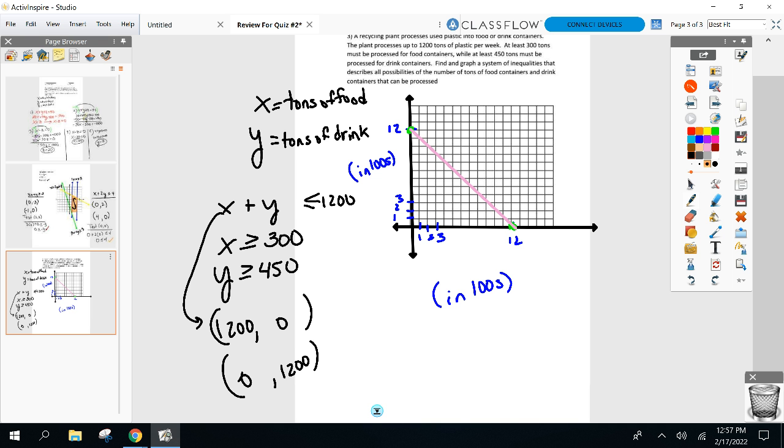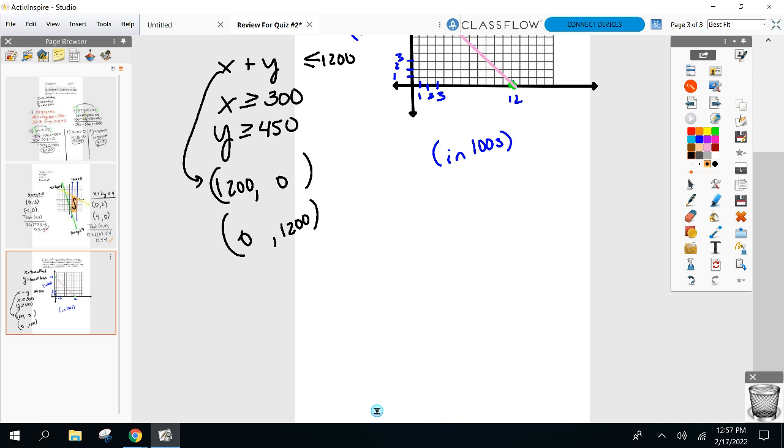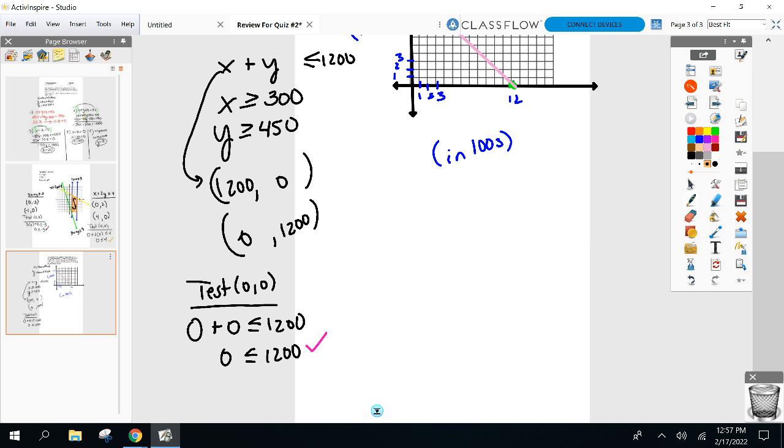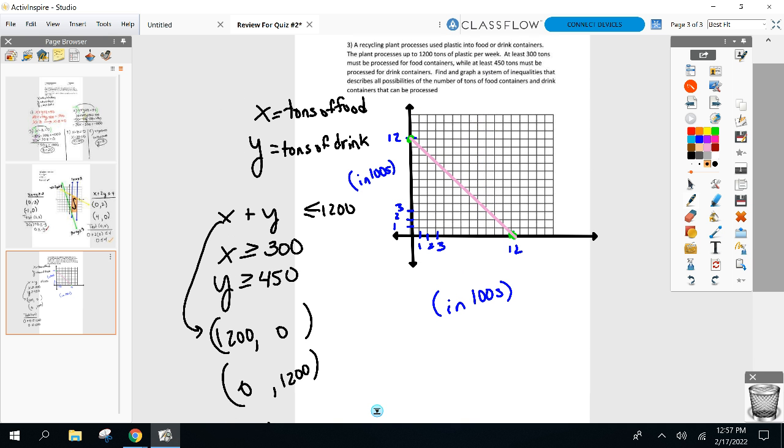All right, how about the shading on this one? Is 0 plus 0 less than or equal to 1,200? Yes, that's below. 0, 0 worked. Shade right down here. I don't know what some of you want to do, put a big X there, like, don't even put a shade there. No shading will be right there at all.